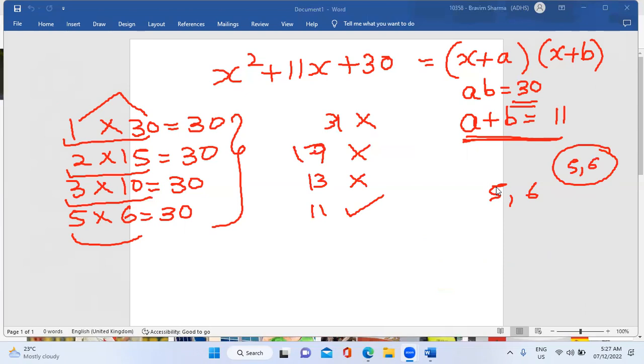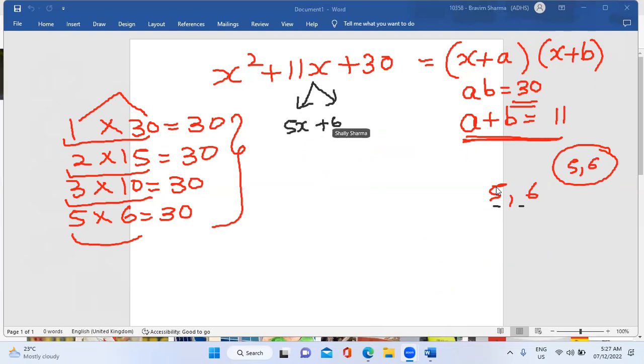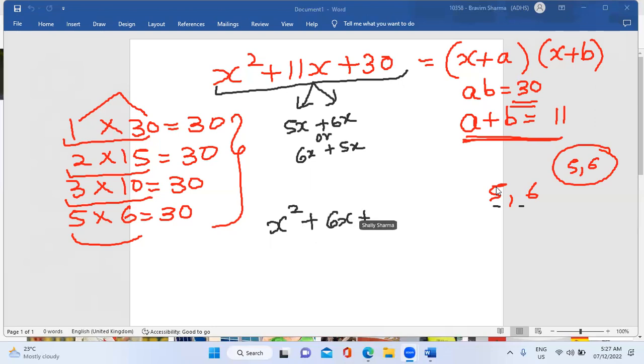term. So like I have the question here, x square plus 11x plus 30, and I found the numbers are 5 and 6. So I will split this middle term 11x as 5x plus 6x, or you can write it like 6x plus 5x. In any order you can write, but keep the signs properly. Here both are positive, so it does not matter. So I will be writing this expression, which is x squared plus 11x plus 30, as x squared plus 6x plus 5x plus 30. Now this trinomial has been split into 4 terms.